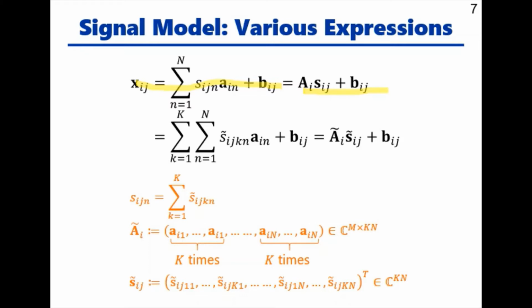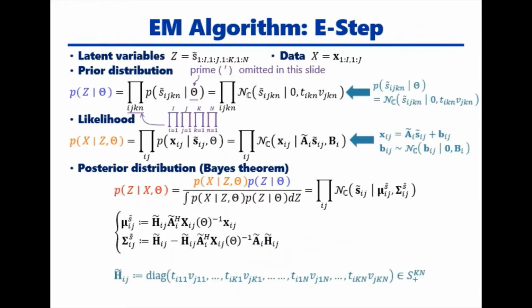We can also rewrite it by using the subsource components like this. This can also be rewritten in matrix form here, where A tilde and S tilde are defined by these equations. An EM algorithm can be derived in a similar way as in R1CA, where a difference lies in that the latent variable Z consists of the subsource components instead of the source signals.